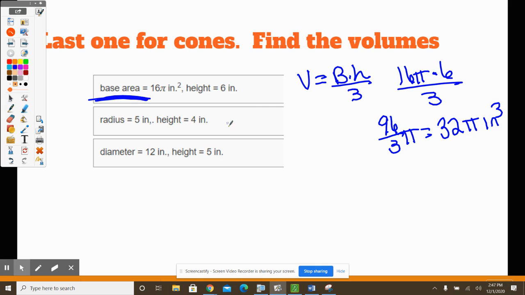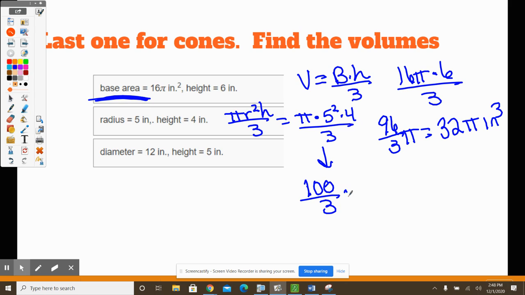How about this one? This one I'm going to use pi r squared h divided by 3 to give me the r. So pi times 5 squared times 4 divided by 3. This way. 25 times 4 is 100 over 3, and that does not work out nicely. Pi inches cubed, so you leave it like a fraction.